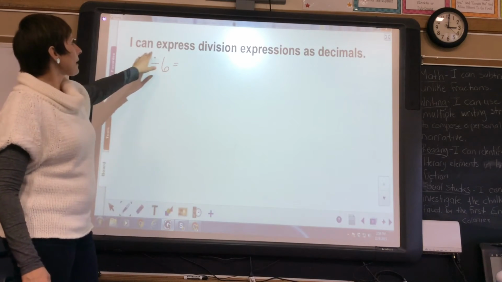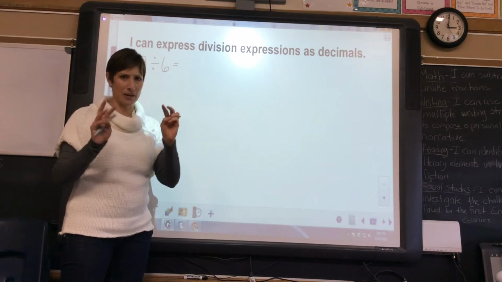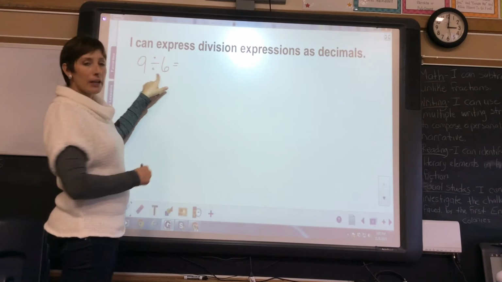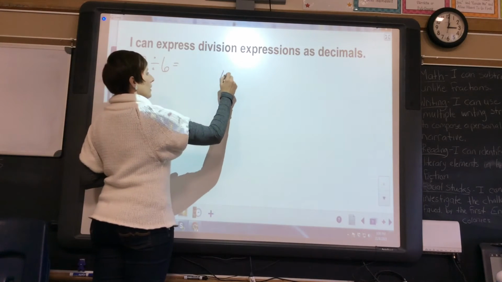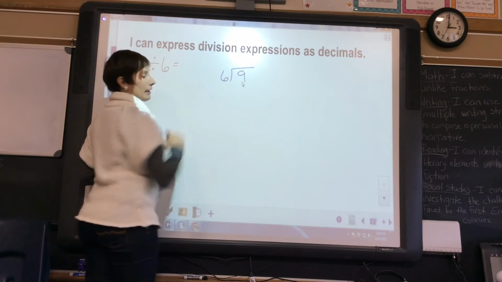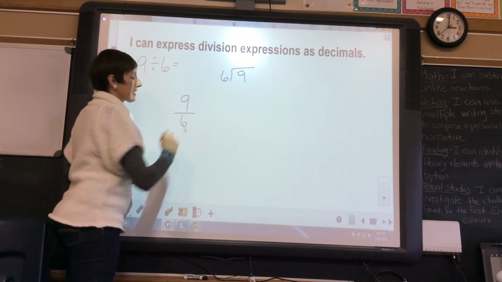Alright, we're going to talk about expressing division expressions as decimals. We talked about this whole division expression, funny phrase, but we know we could write 9 divided by 6 as a fraction, 9/6.